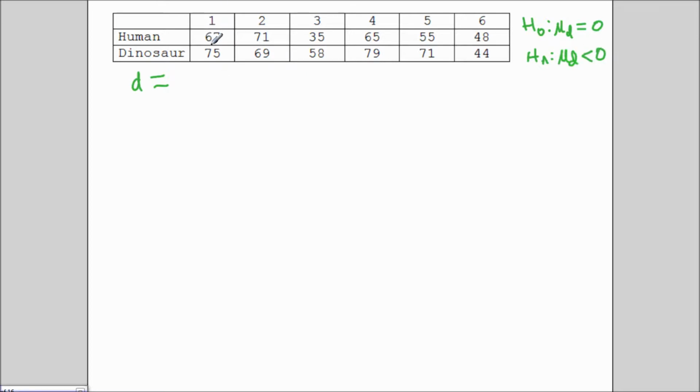So 67 minus 75 is minus 8. 2, minus 13, minus 14, minus 16 and positive 4. Now, the sum of all that, the sum of our d's, is equal to minus 45.